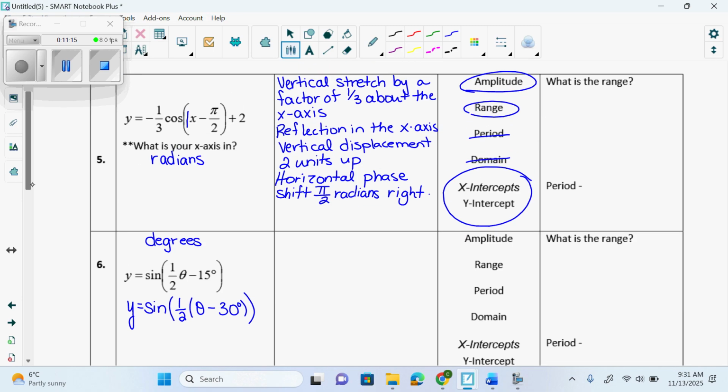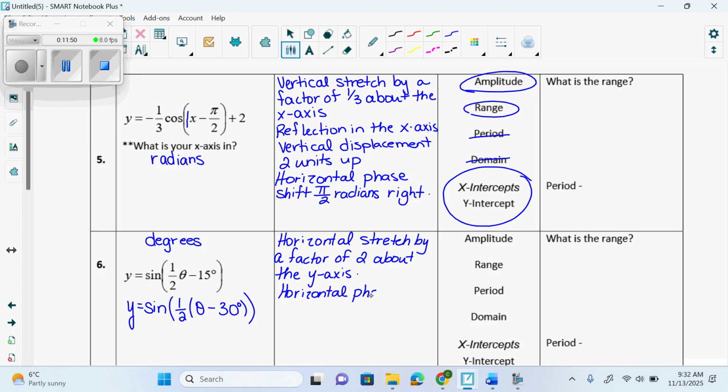This one I have in y equals now, and I have a 1 in front of my theta, so I can start. I have a horizontal stretch. I'm going from equation to words, so what's going to happen? I'm going over that double-headed arrow. The x's would be crazy. They're going to flip. So the horizontal stretch by a factor of 2 about the y-axis, and a horizontal phase shift of 30 degrees right.